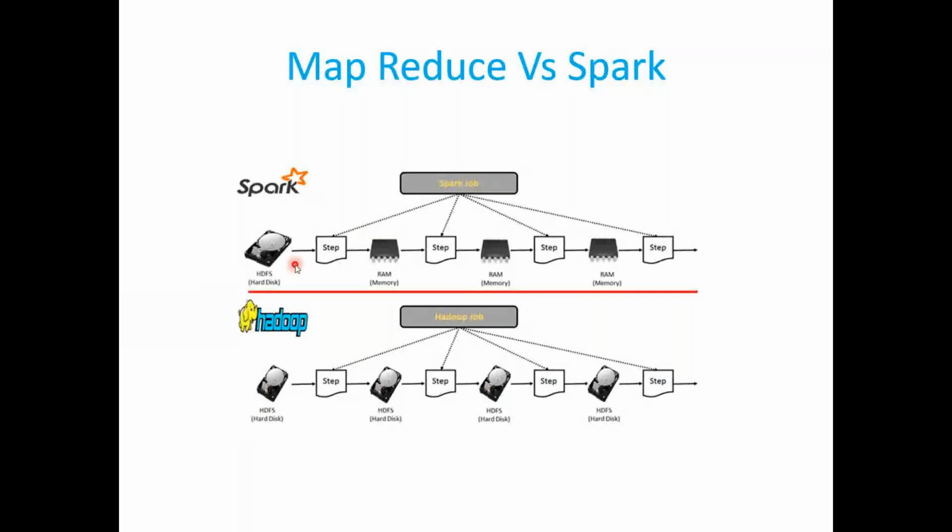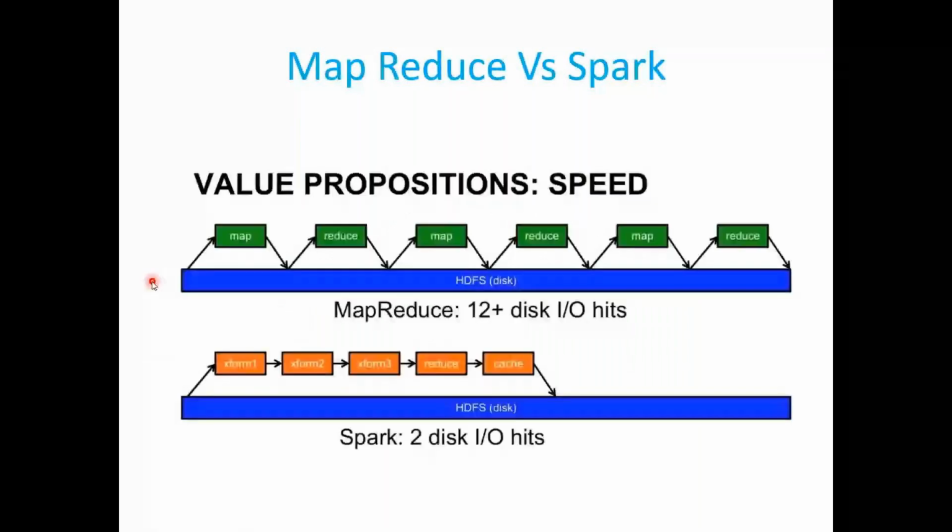Now, think of this blue rectangle as the hard disk or HDFS. For the first time, the map task will read the data from the hard disk. It will do some processing and push the processed data into the hard disk. The output from the map task will go as input to the reduce task. If you want to achieve something, let us say it is taking 12 plus disk IO hits. What are disk IO hits? IO is nothing but input output. Disk input is nothing but reading from the hard disk. Disk output is nothing but writing to the hard disk.